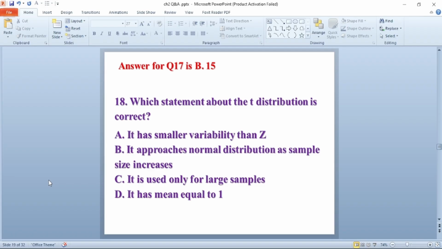Question number 18. Which statement about the t distribution is correct? A. It has smaller variability than Z. B. It approaches normal distribution as the sample size increases. C. It is used only for large sample size. D. It has mean equal to 1. The answer for this question is B. It approaches normal distribution as the sample size increases.